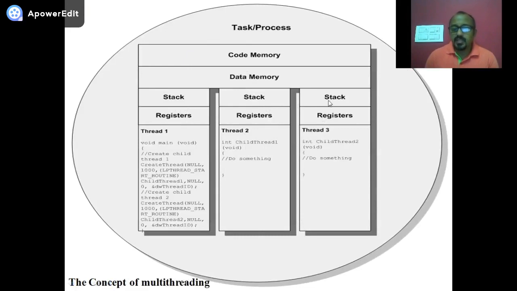The stack memory is shared by the threads, and at the same time data and code memory are also shared by the threads. A thread is nothing but a part of a code of the task. Okay.